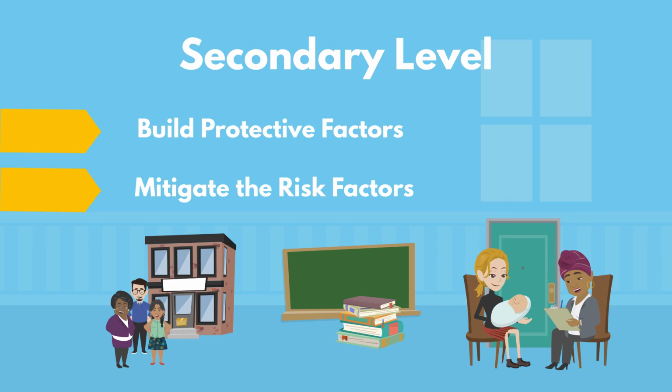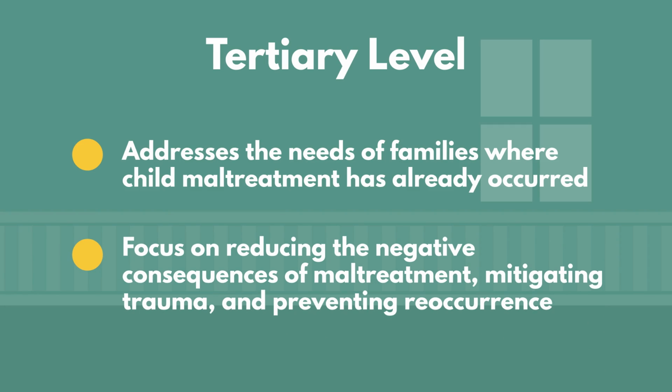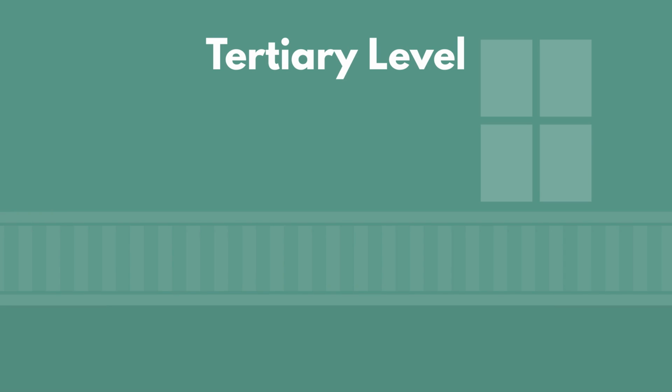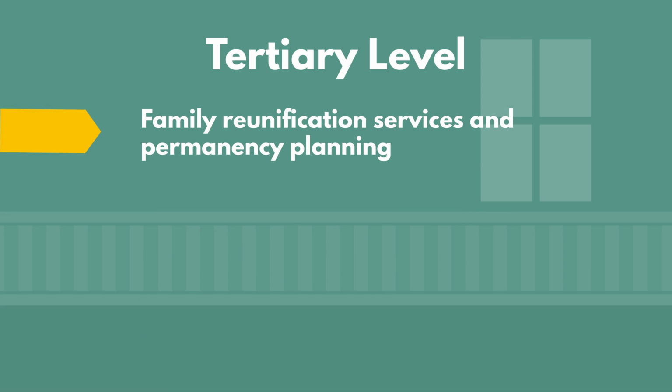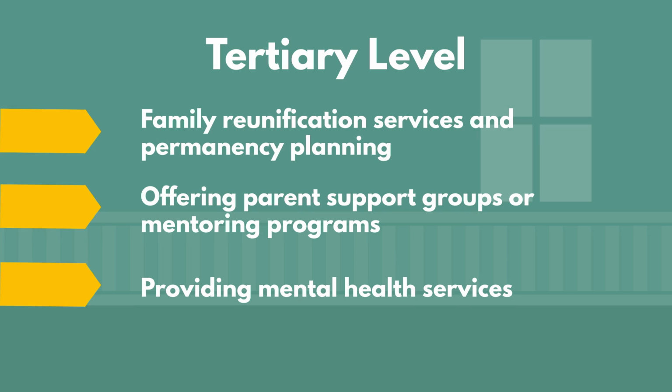and new mothers. The tertiary level of prevention addresses the needs of families where child maltreatment has already occurred. Activities for these families focus on reducing the negative consequences of maltreatment, mitigating trauma, and preventing reoccurrence. Tertiary strategies may include providing family reunification services and permanency planning, offering parent support groups or mentoring programs to families in crisis, and providing mental health services for children and families affected by maltreatment.